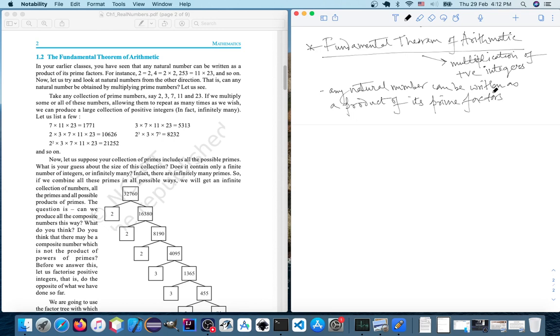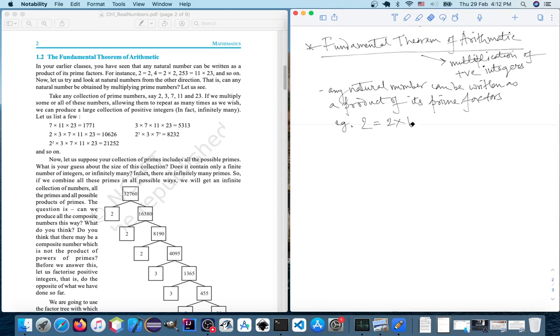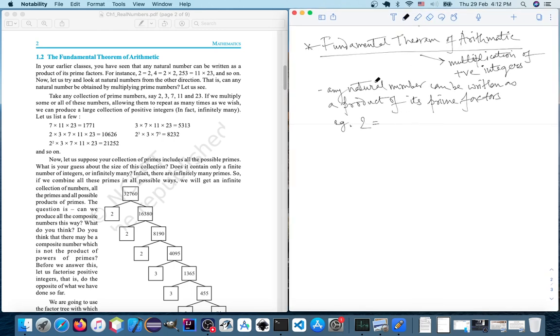So any natural numbers, that is, positive integers like 1, 2, 3, 4, 5, 6, 7, 8, 9, 10, any natural number can be written as a product of its prime factors. For example, 2 is a natural number. It can be expressed as 2 into 1, so it has factor 2. We need not write the 1. So the only factor of 2 is 2, which is a prime number.